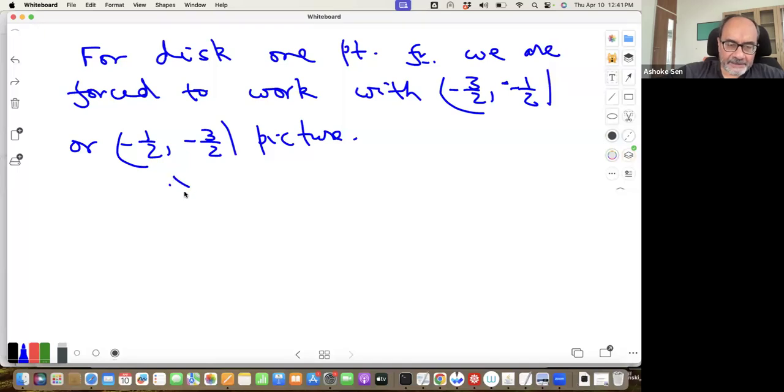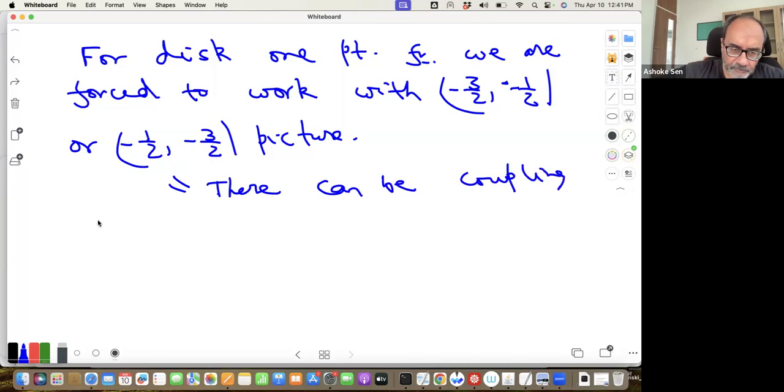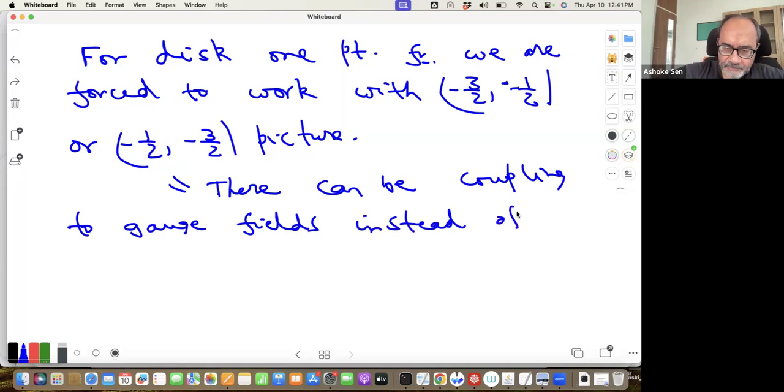good, because this is telling us that now there can be coupling to gauge fields instead of field strength. Why couldn't you have worked in -3/2, -3/2? No, you can. Then you have to put an extra PCO. It will just make life a little more complicated. But -3/2, -1/2 is good enough.